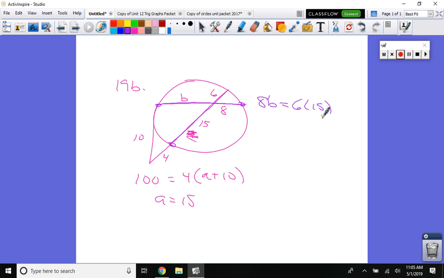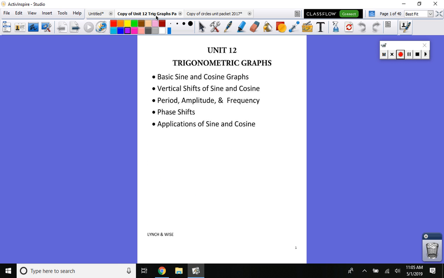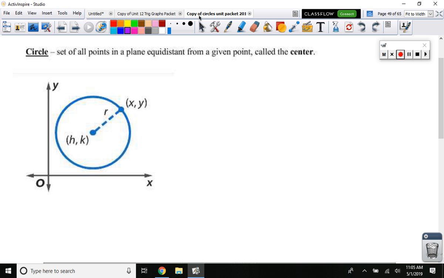Moving on. Okay. All right, so back to our circles. Okay, so we talked about circles, arcs, angles, lengths of things, lengths of arc, lengths of chords, all that kind of stuff. What we need to talk about today is the equation of a circle.